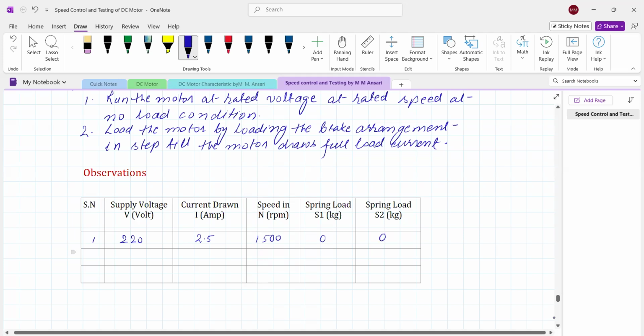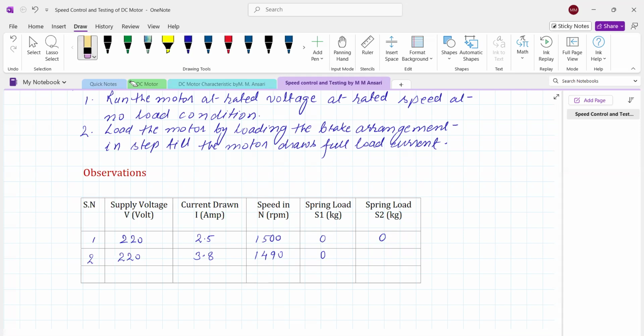Now in the second case, what happened? The voltage applied is as it is, if we are keeping the voltage constant. Then the current increases to 3.8 ampere, we are considering. Whereas the speed has a slight drop, 1490 rpm. So one spring balance is showing 0, whereas the first spring is showing 2.